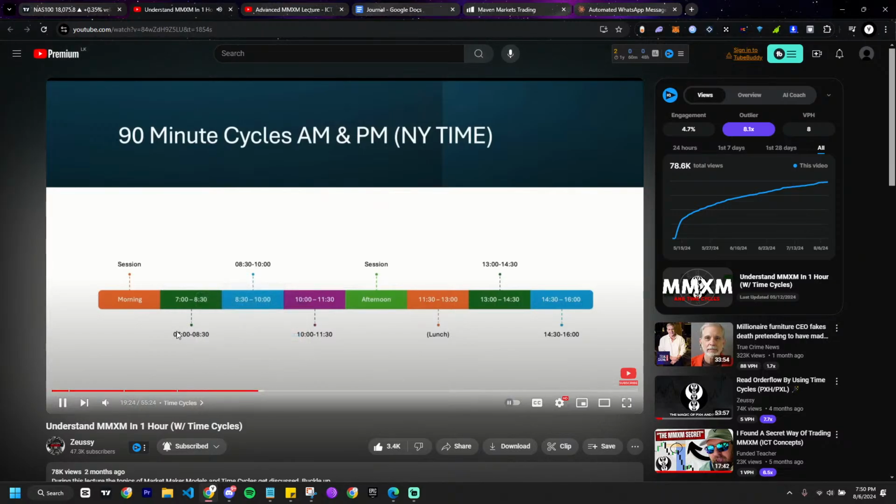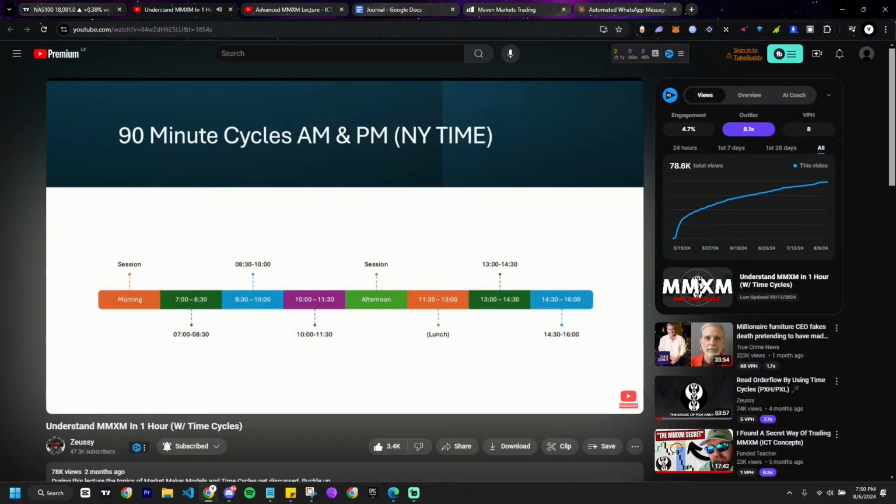And the way that we can do that in an easy manner is by referring to the highs and the lows that form during specific time windows. Because if the high, for example, gets taken out of, let's say, the 7 to 8:30 90-minute cycle during the second morning cycle, and we are anticipating lower prices for the day, we can anticipate a smart money reversal to occur above that 7 to 8:30 high, if we see those signs present.